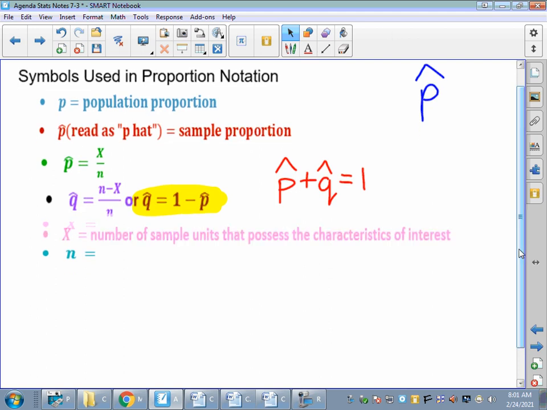X, in the X over N for finding P hat, is just the number of sample units that have that characteristic, the number of people who walked into someone, and then N is the sample size, just like we always do. So sometimes I'm going to give you P hat. Sometimes I'm going to ask you to calculate P hat. So let's look at one of each of those just so that you can see what that looks like.